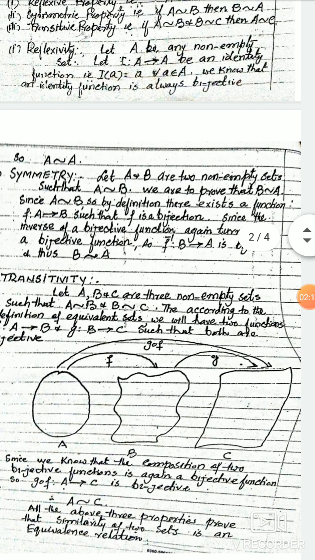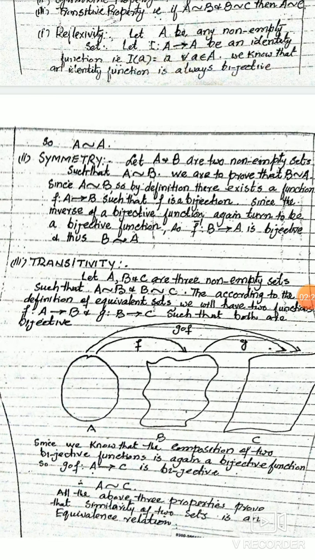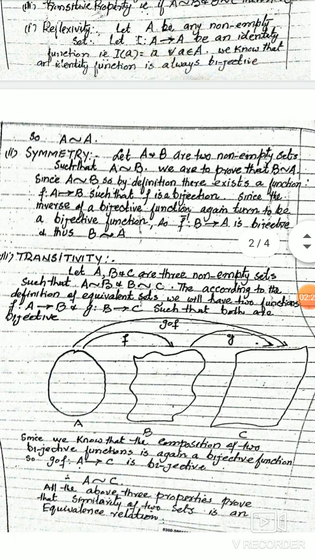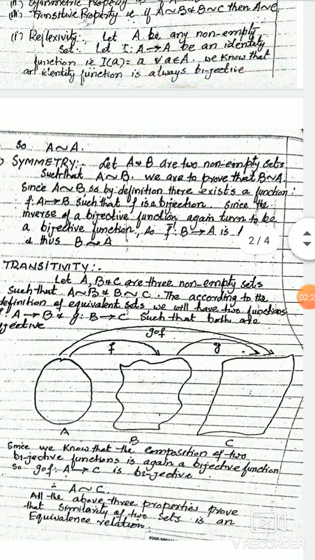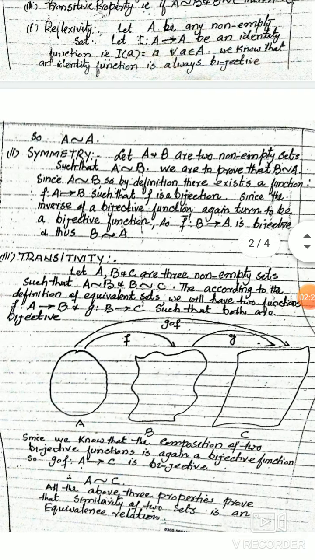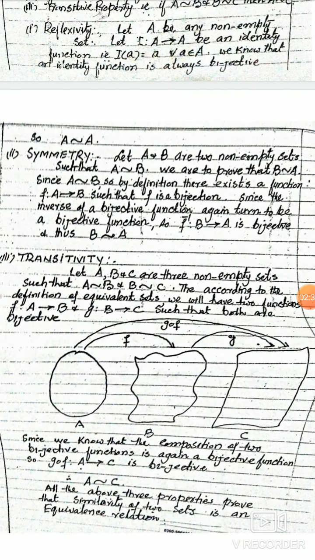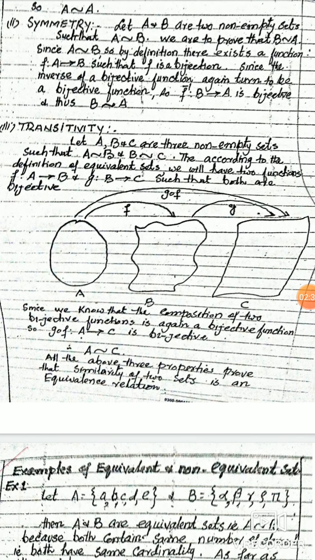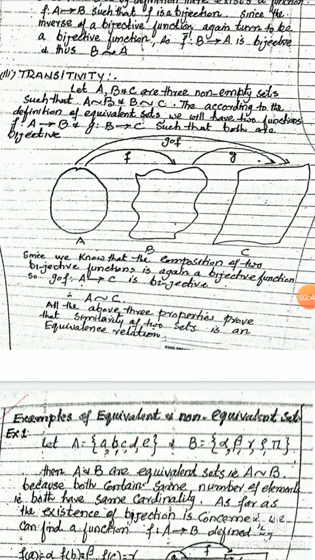Transitive property. Let A, B and C be three non-empty sets such that A is equivalent to B and B is equivalent to C. Then according to the definition of equivalent sets, we will have two functions f from A to B and g from B to C such that both are bijective. Since we know that the composition of two bijective functions is again a bijective function, g composition f from A to C is bijective, so A is equivalent to C. All the above properties prove that the similarity of two sets is an equivalence relation.